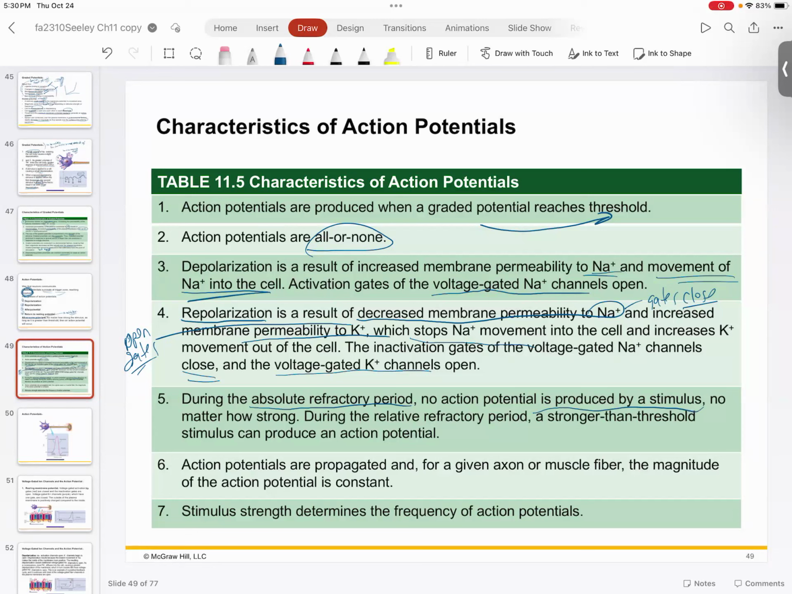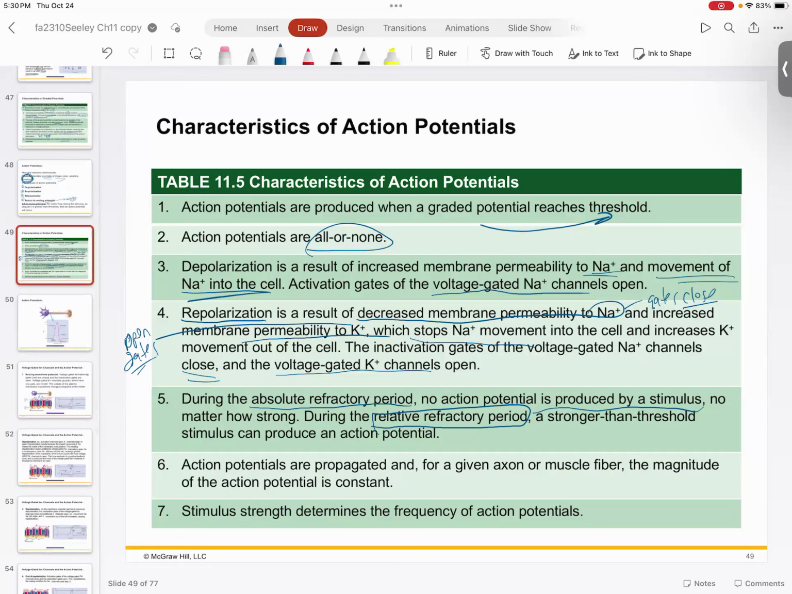As it starts to repolarize, it will start to reset a little bit. And as it partially resets, it will enter into what's called a relative refractory period, where you do become sensitive to stimulus. But you have to have a stronger stimulus to do that, because you're still repolarizing. You're not fully reset just yet. So it takes a little bit of a stronger stimulus.